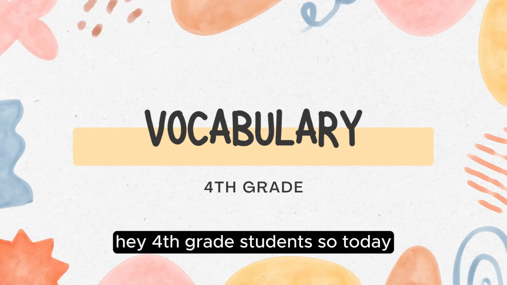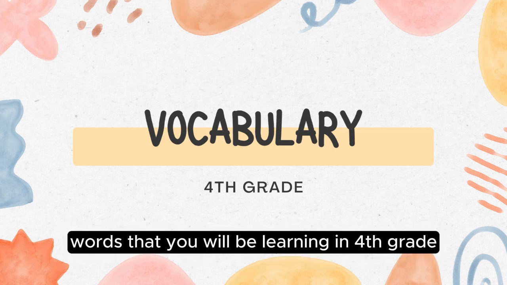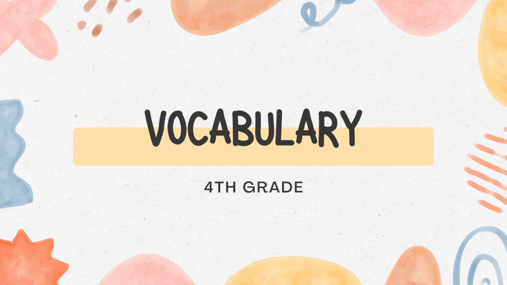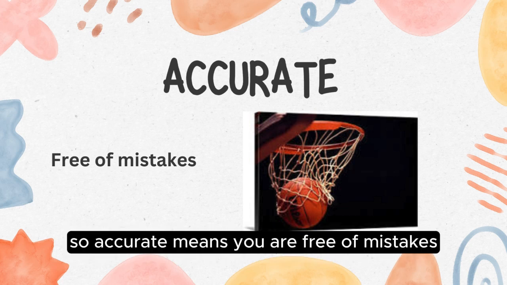Hey, fourth grade students. So today we're going to be talking about some different vocabulary words that you will be learning in fourth grade or already know. So the first word is accurate. Everybody say accurate. So accurate means you are free of mistakes.